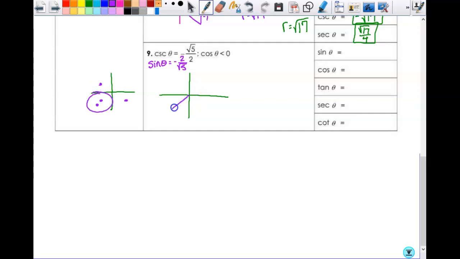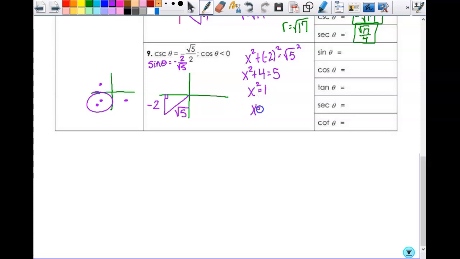So I draw in my triangle, right? Sine is opposite over hypotenuse, so this is 2 and this is the square root of 5. Which one's negative? The 2, right? Then I have to find my x value. So x squared plus -2 squared equals the square root of 5 squared. So x squared plus 4 equals, what's the square root of 5 squared? 5. Yay, finally. After all these years. Okay, x squared equals 1.